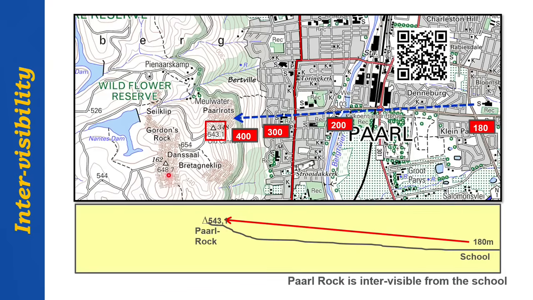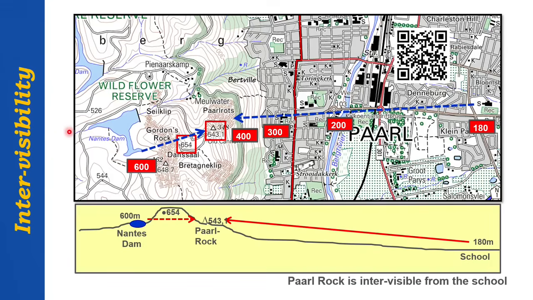However, if we look at Gordon's Rock, which is over here, can learners at this school, if they look in this direction, can they see Gordon's Rock? Sorry, I was getting this wrong. The question is, can the Nantes Dam be seen from the school?